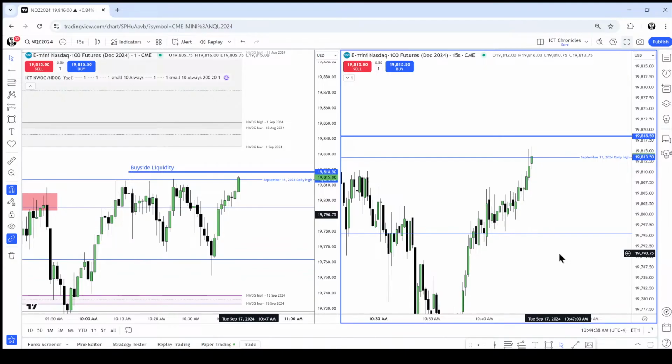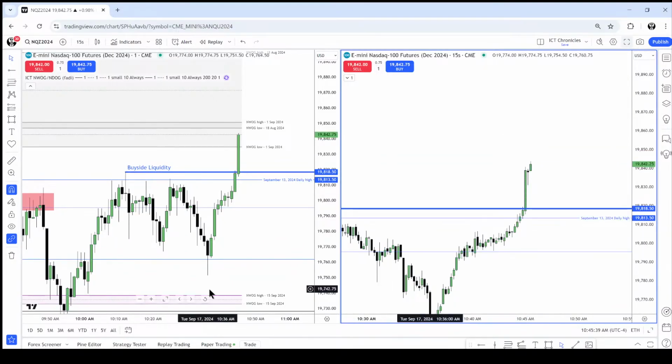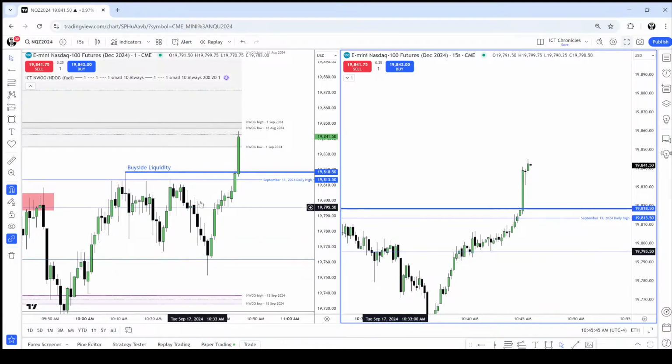It's too close to the liquidity. So let me go back to this real quick. We had these lows here, and this was made jagged. So sell stops down here on the 1-minute chart were taken.